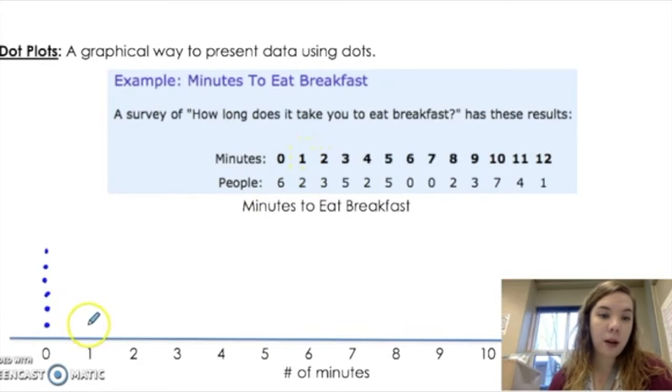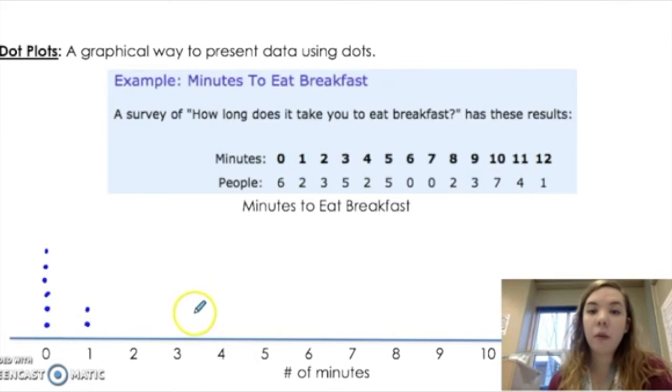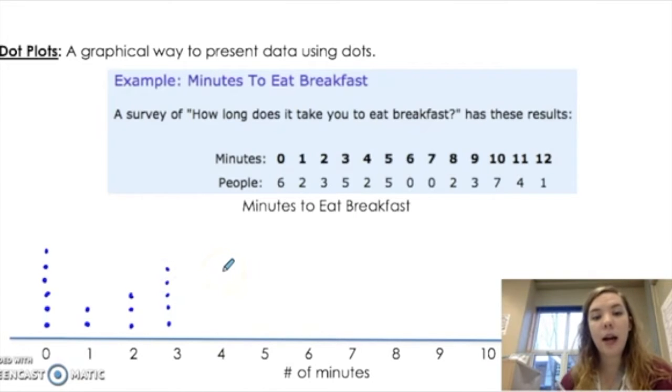2 people said 1 minute. 3 people said 2 minutes. 5 people said 3 minutes. And when you're making these, you want to make sure your dots are roughly the same size and the same space apart. Okay, it's important that you're consistent so that you get an accurate picture.